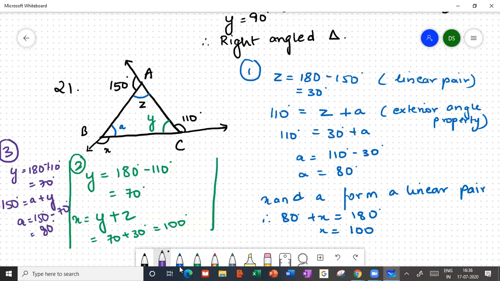And then I will do the same. X plus a is equal to 180. Therefore, x is equal to 100. I think out of all these methods, all of them are three steps. So whatever you do, you'll have to do three steps. Right? Anybody has a confusion in this question?